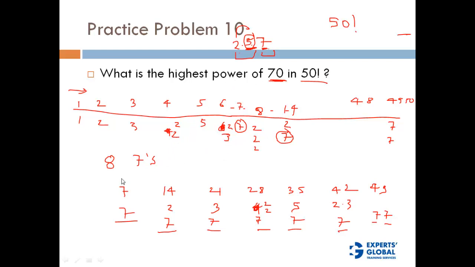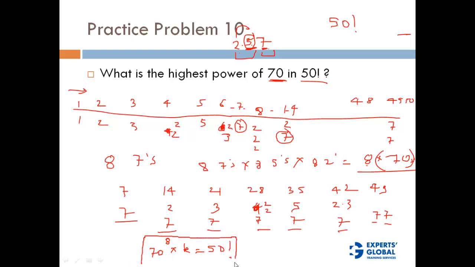You can do it for yourself. So that means we can assume that we are going to have 8 sevens into 8 fives into 8 twos. So we are going to have 8 70s in this factorial, right? So the highest power of 70 is going to be 8, right? This is not 8 into 70, rather this is 8 times 70, 8 number of 70s, that means 70 into 70 into 70. So we are going to have 70 raised to 8 into some number is 50 factorial. So 8 is the answer. Correct? This is one method, the fundamental method.